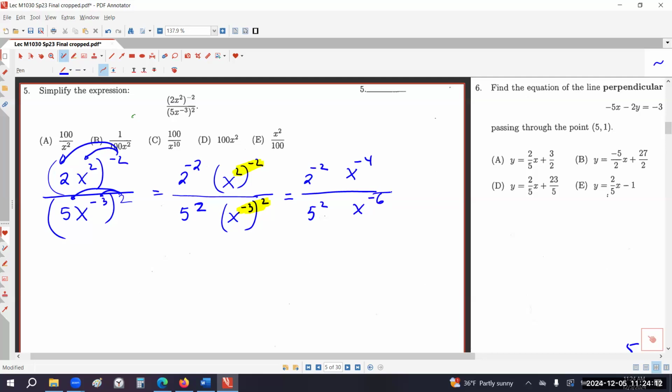Now, don't do anything until you convert all the negative into positive. Do you remember? So this has a negative, we need to bring it down. This has a negative, we need to bring down. 6 has a negative, we need to bring up. Anything that has a negative, change their position. If something doesn't have a negative, you need to keep that in that position.